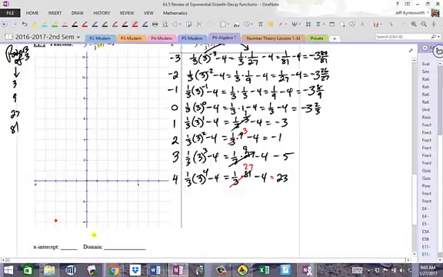Left 2, almost down 4. So 1, 2 to the left, almost down 4. Left 1, almost down 4 again. 0, -3 2/3. So 1, 2, 3, and then split this up into thirds. There's -3 and this right here is 0, -3 2/3. That's your y-intercept.